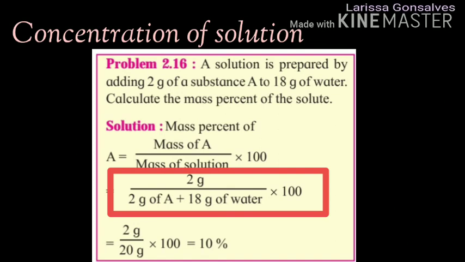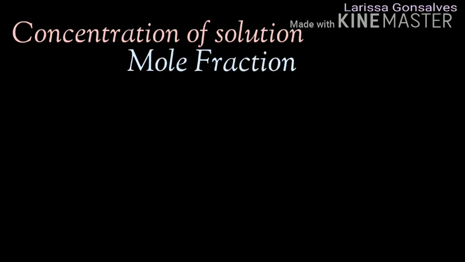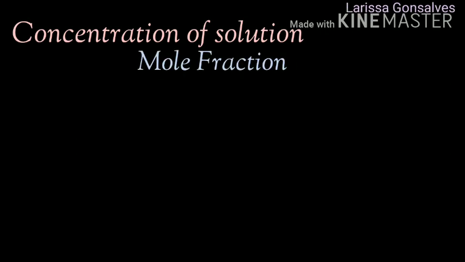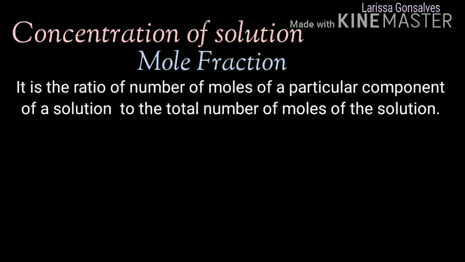So we will add up 2 grams of substance A plus 18 grams of water and multiply it by 100. After calculation, we will get the answer in terms of percent, that is 10%. Next is mole fraction. Mole fraction is the ratio of number of moles of a particular component of a solution to the total number of moles of the solution.